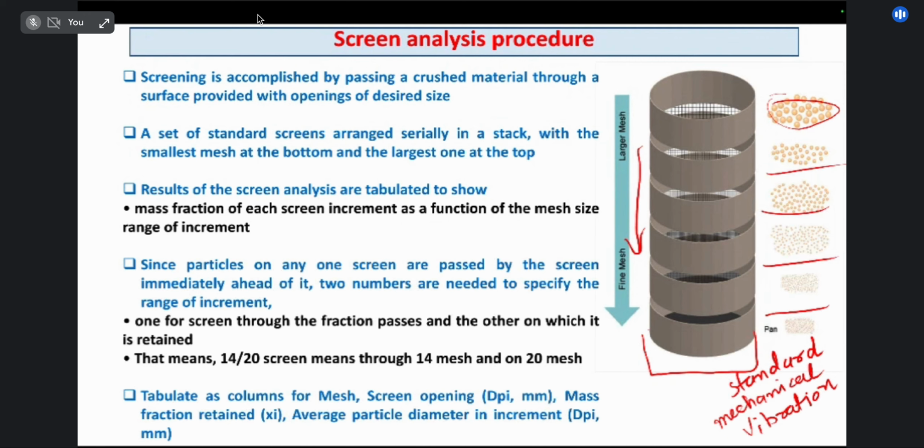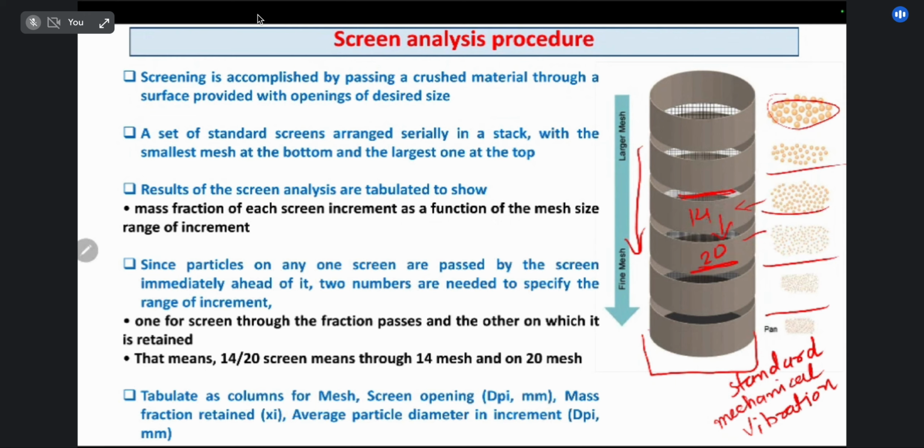Now, particles on any one screen are passed by the screen immediately ahead of it. Two numbers are needed to specify this. When we talk about this screen material, we need to talk about the particle size which passes through this screen and which is retained on this screen. These are the two things we need to understand. For example, if this is 14 and this is 20, then 14 by 20 means material passes through the 14 mesh screen and is retained on the 20 mesh.